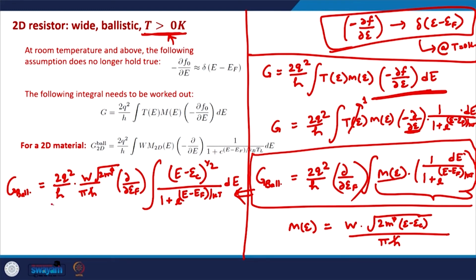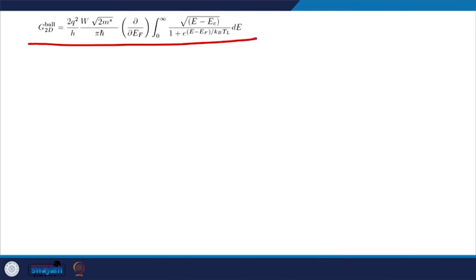It has a range of constants here, then a derivative, and then an integral. So we need to first integrate, then take a derivative with respect to EF. And as I mentioned, it is a difficult thing to do. That's why generally this kind of integral is evaluated separately, and such integrals are categorized as Fermi-Dirac integrals.